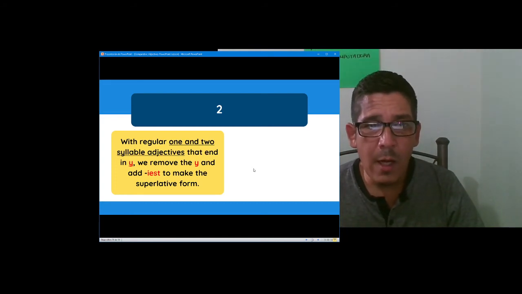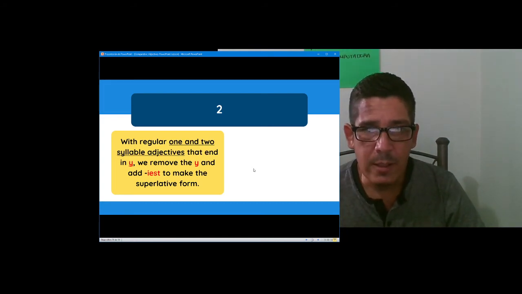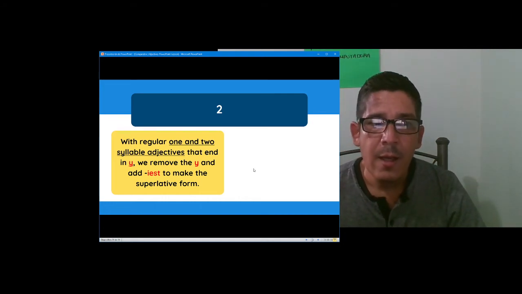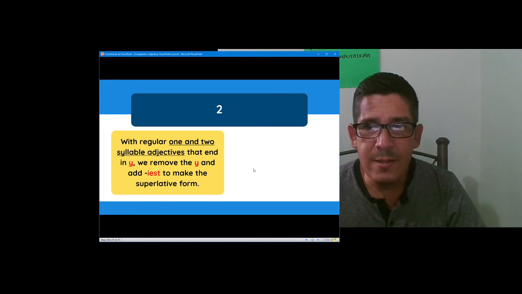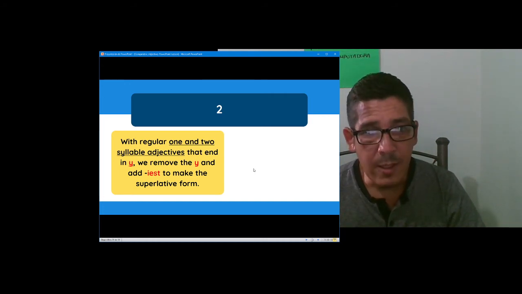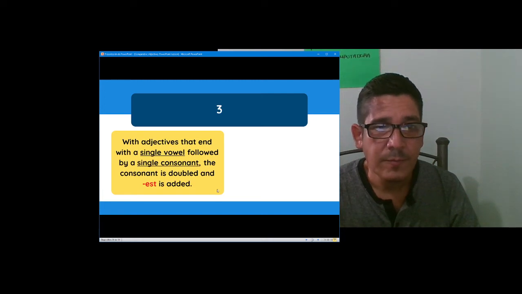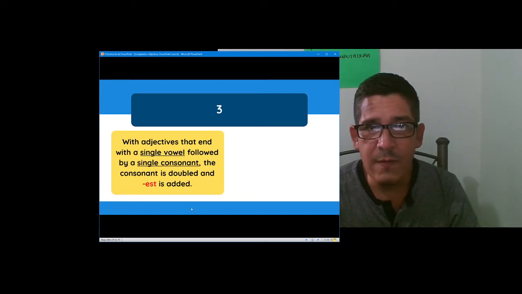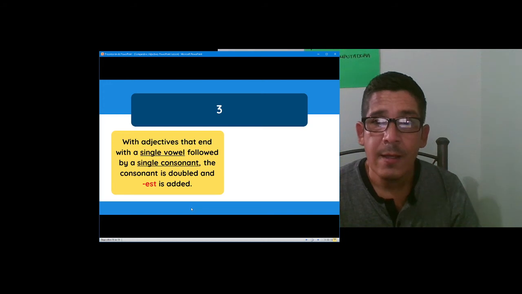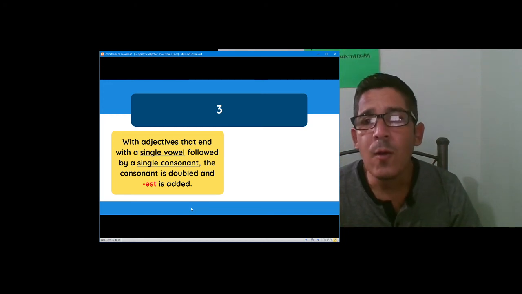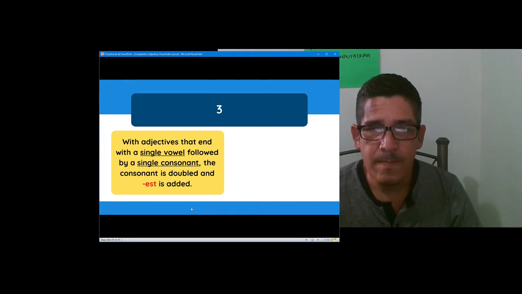With regular one and two syllable adjectives that end in y, we remove the y and add iest to make it the superlative form. Okay, those were very, very similar to the comparatives. So you say happy, happier, happiest. You change the letter y and you add iest.